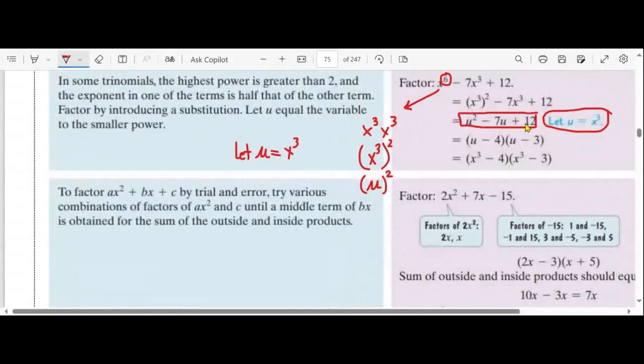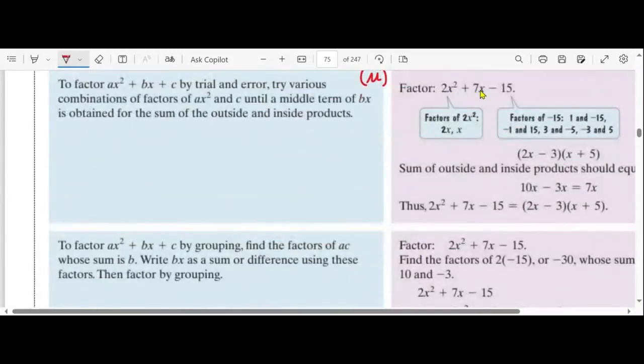Now, what are the factors of 12? Give me two numbers whose multiplication is 12 and whose addition is 7. 6 times 2 or 4 times 3. If you add them, 4 and 3 give you 7, and both have to be negative. Then after this, you have to replace u by x cubed, since u equals x cubed. So it's going to be (x cubed minus 4)(x cubed minus 3). Is this clear? All right, let's go to the next one.